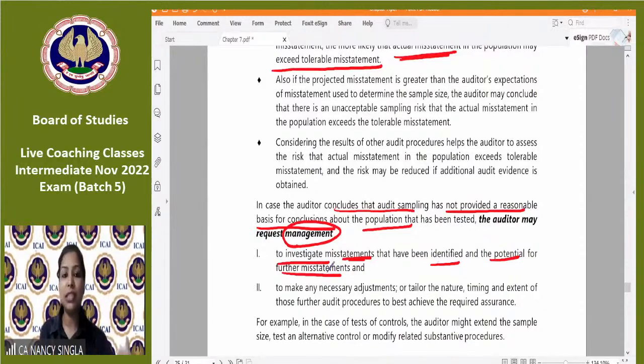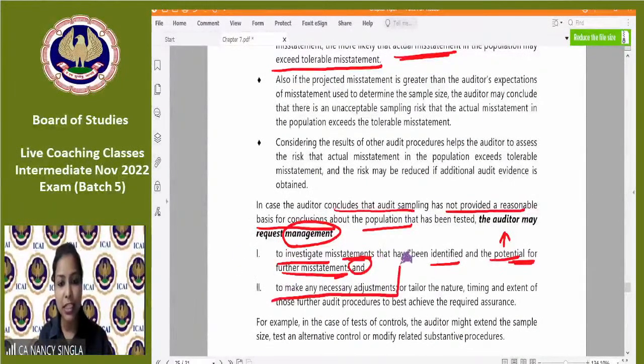Management, see there are misstatements. Traveling bills were never signed by you, and the traveling GST calculation is altogether wrong. So what is the potential, the likelihood of further misstatement? It may be that there are more mistakes. Why? Because I only checked on a sample basis. So he will tell management to also see what is the potential for further misstatement and to make necessary adjustment. So this is one point: what the auditor will tell management.